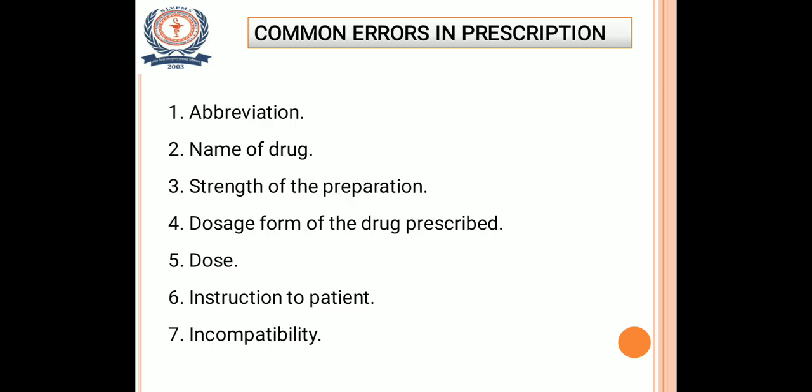Now we'll discuss some common errors while writing a prescription. Here is just the list of various errors in the prescription, like abbreviation, name of the drug, strength of the preparation, dosage form of the drug prescribed, dose, instructions to the patient and incompatibility. So there are chances of error while dispensing or while writing the prescription, and obviously it is the duty of the physician as well as the pharmacist to minimize these errors in the prescription.